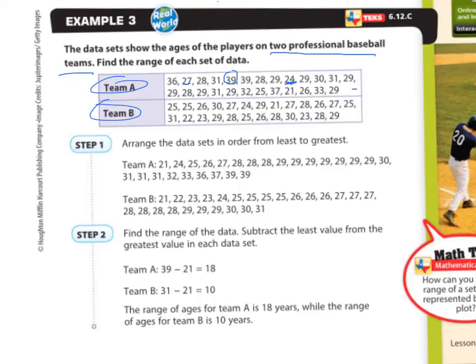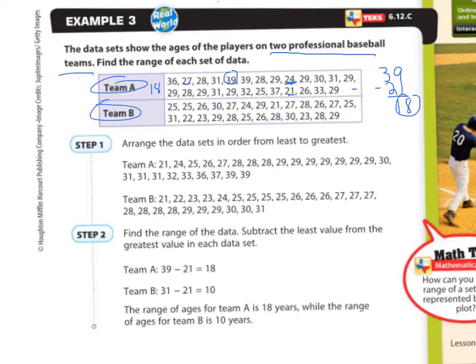Looking for something smaller than 24. Don't look too fast. 21. That is the smallest. So 39 minus 21 is 18. So that's the range from the youngest to the oldest. It is 18 years. And let's check. I'm going to put 18 right here.